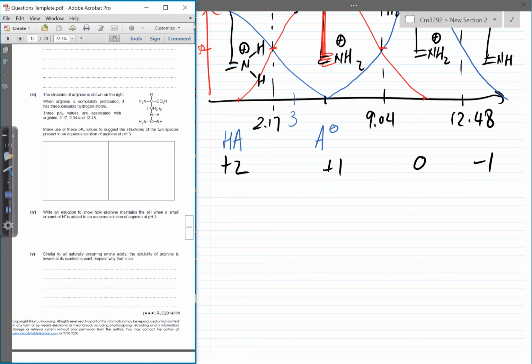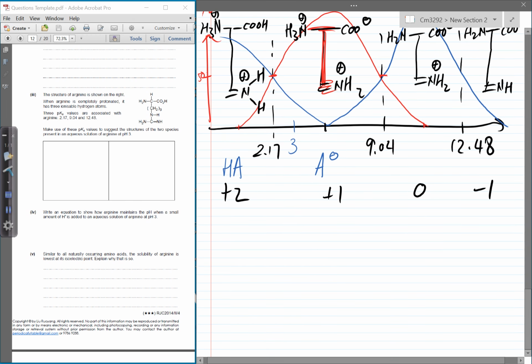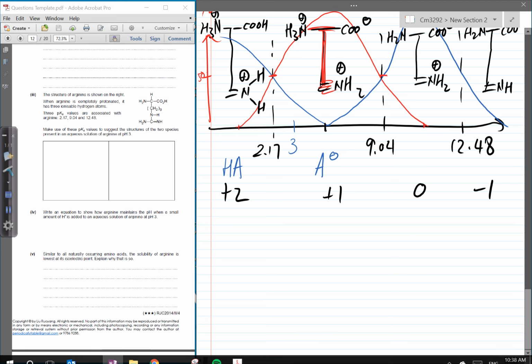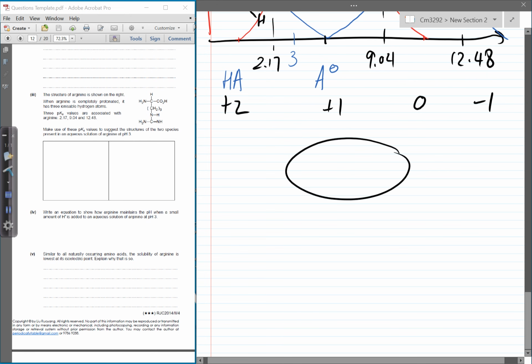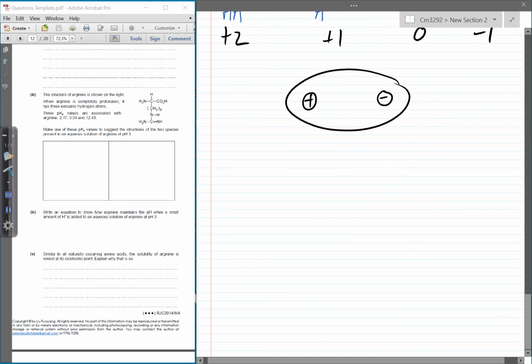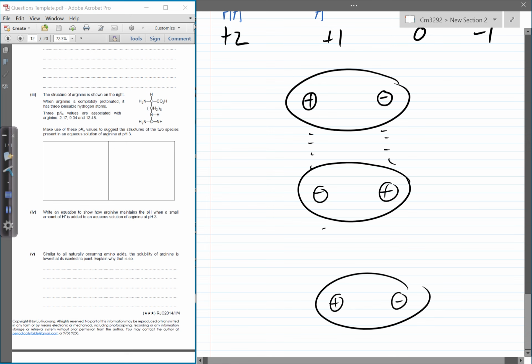In the last question, right? Similar to all naturally occurring amino acids, the solubility of arginine is lowest at its isoelectric point. Explain why that is so, right? I didn't go through this, so I'll go through now, right? The definition of isoelectric point is the point whereby it is neutral, right? Now we know that if it's neutral, it must have equal amounts of positive and negative charges, correct? So what will happen at this point is that it is just neutral, and it can form a very, very well balanced ionic structure, right? You can just draw this indefinitely, right? And so on.